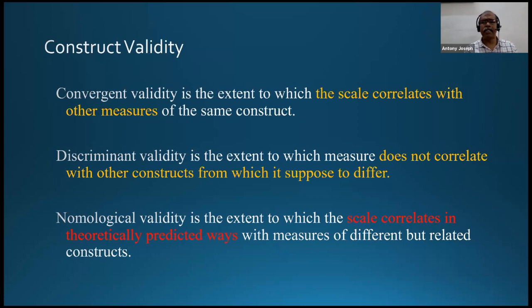Discriminant validity is the extent to which a measure does not correlate with other constructs from which it's supposed to differ. It's also very important, and you should understand exactly what I'm saying. In order to have clarity over this, I would like to take my own example.